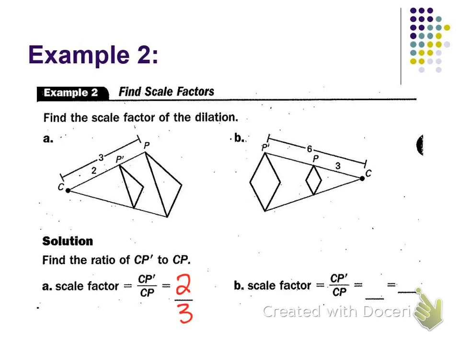On letter B, what is the distance from C to P prime? 6 over the distance from C to P, 3, and 6 over 3 would reduce to be what? 2 over 1. If you just put a 2, I would be okay with that. 2 over 1 is more accurate since it shows a whole ratio. And again, this time, did we have a reduction or an enlargement? Enlargement, so our scale factor should be bigger than 1. If we're making it bigger, scale factor bigger than 1. Questions about finding scale factors?